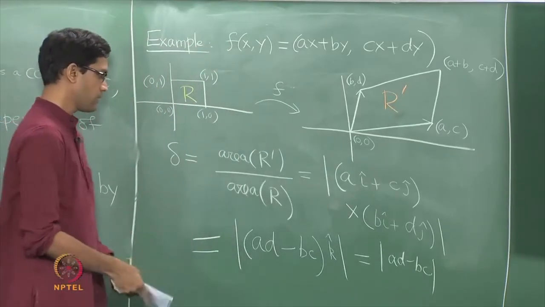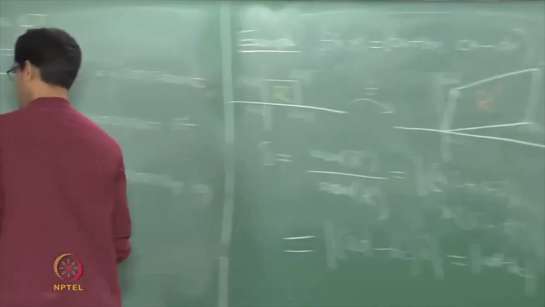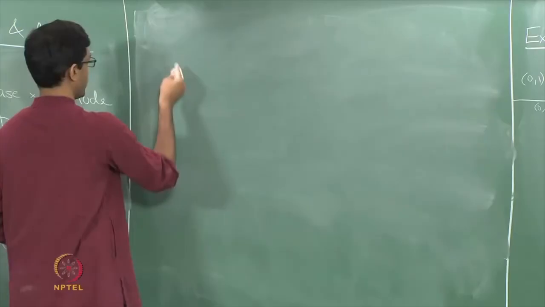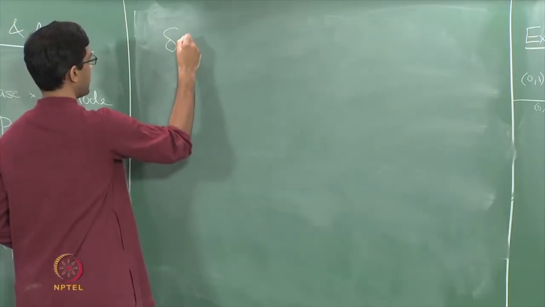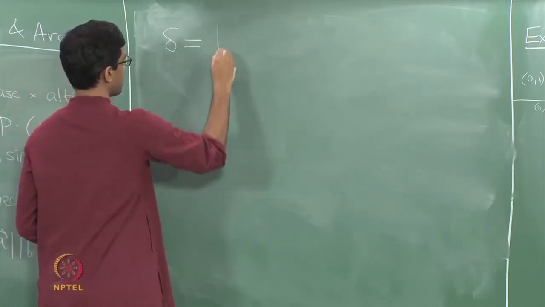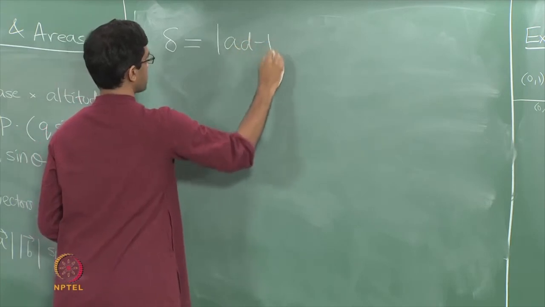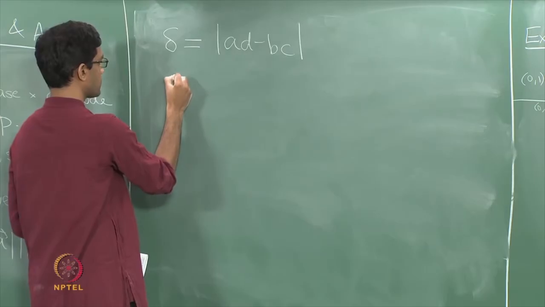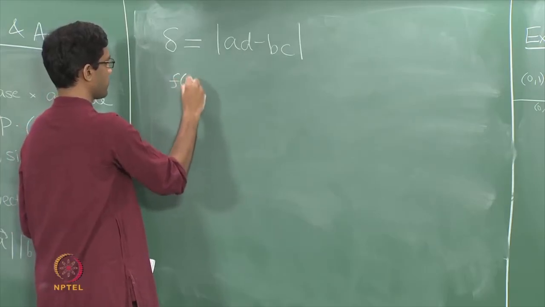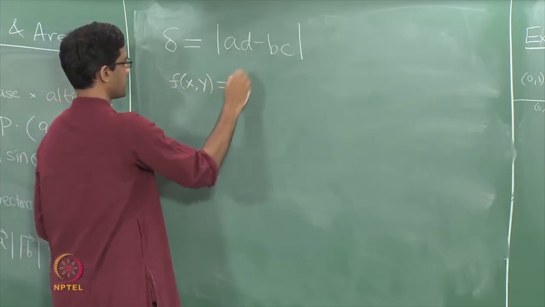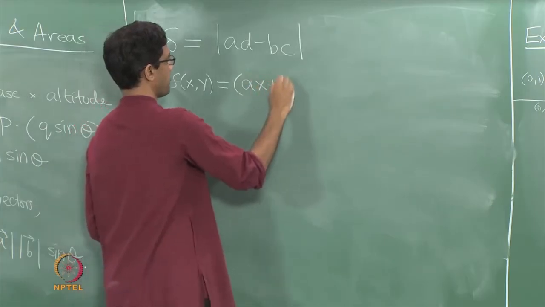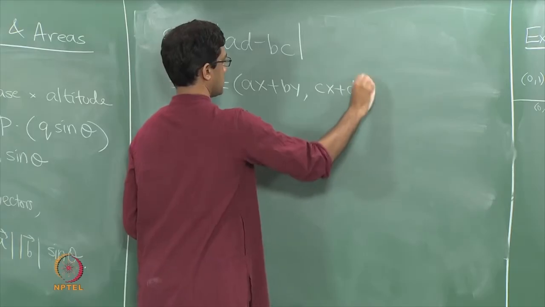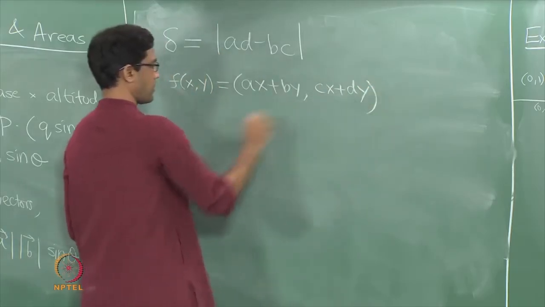So what does this mean? Well, this just says that, here's the conclusion, the area dilation factor delta is nothing but the absolute value of ad minus bc. And now what are a, b, c and d? Recall, those were just what appeared in the definition of the function. The linear transformation is exactly ax plus by, cx plus dy. So a, b, c and d are these four numbers.